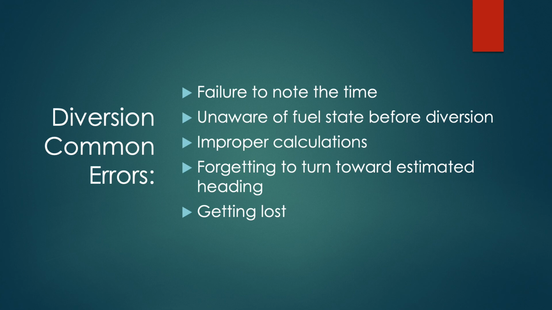Improper calculations. So maybe you've done the wrong calculation. That's why we make it as simple as possible, using the simpler methods such as the standard closing angle, and the easier we make it, the less likely you are to make an improper calculation, which could ultimately have a detrimental effect. Okay, forgetting to turn towards the estimated heading. So what usually happens is people will start turning in a certain direction, but then they won't fly that heading accurately. They'll just head in a direction, and then over time that gets progressively worse.